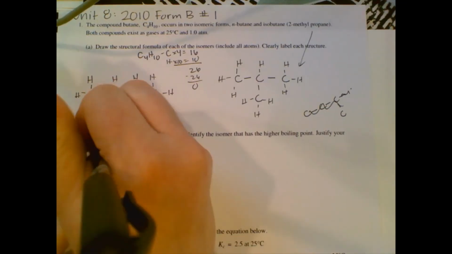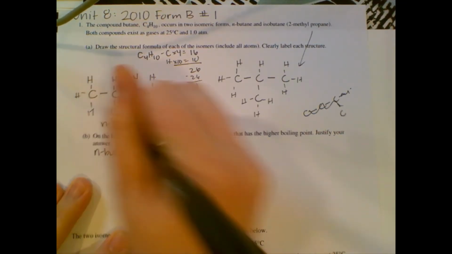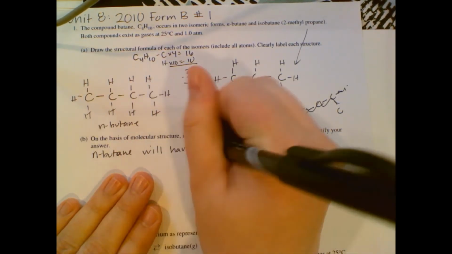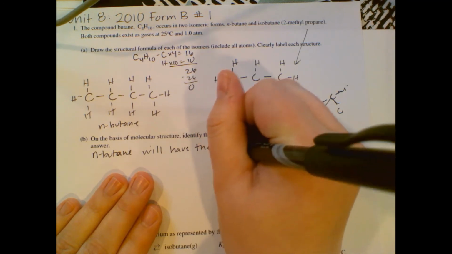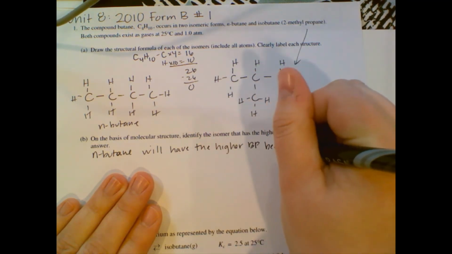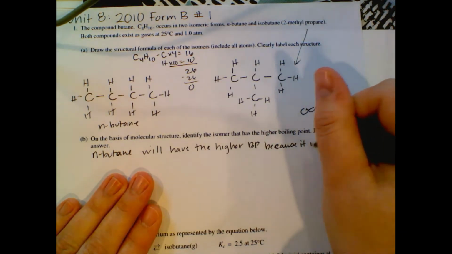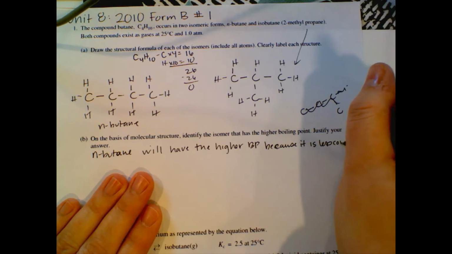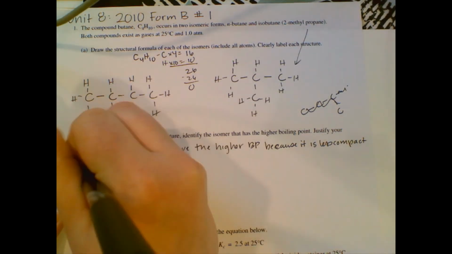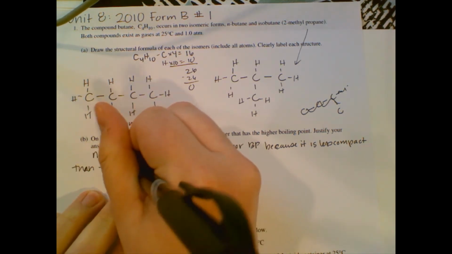So what I would say is that N-butane will have the higher boiling point because it is less compact than the 2-methylpropane.